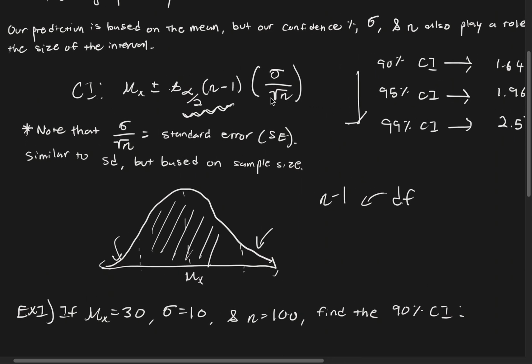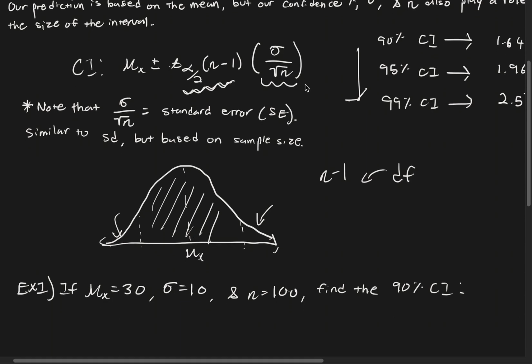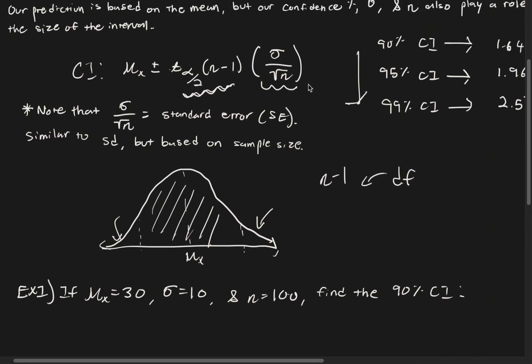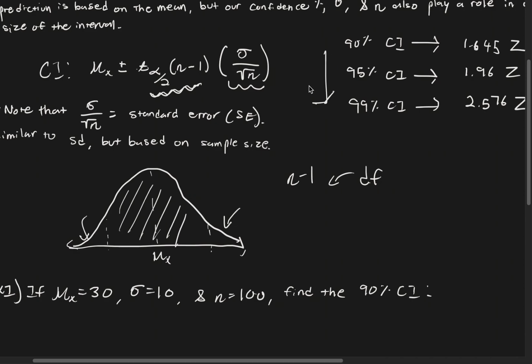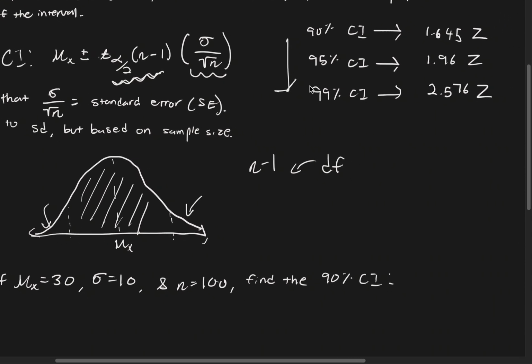All right, and then the last part of the equation is the standard deviation divided by the square root of the sample size. This is what we call the standard error, short for SE. It is similar to the SD, but we're basing it on the sample size.